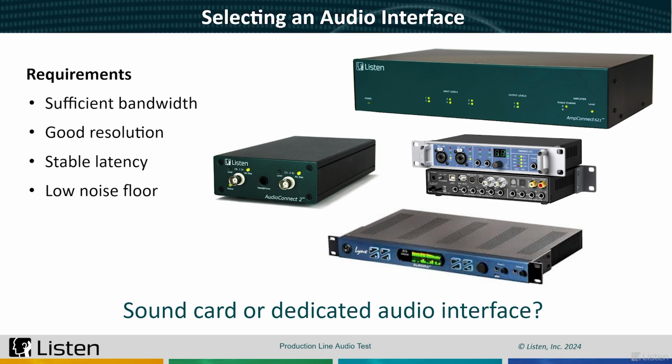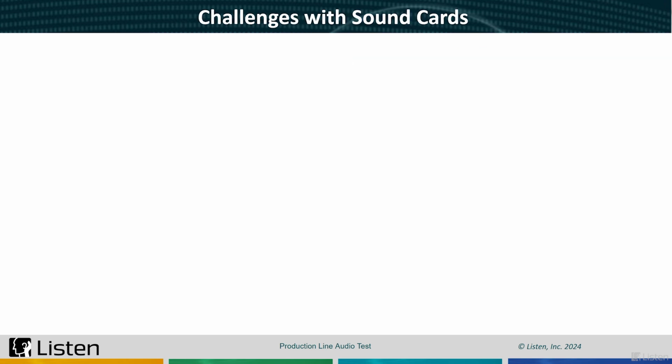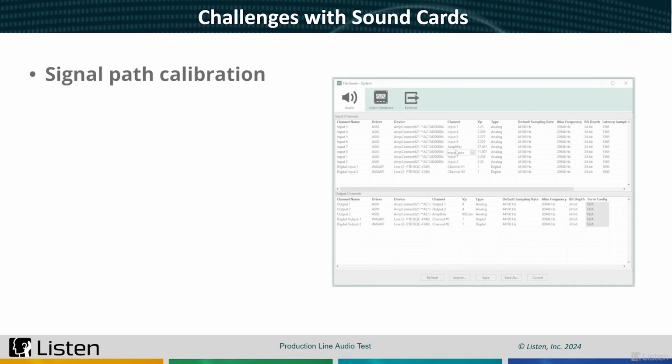While pro audio sound cards are often the cheapest option, especially for high channel counts, they do have some drawbacks. Common pain points with sound cards include signal path calibration. To get accurate measurements, you must be able to calibrate all your signal paths from the beginning of the signal chain to the end.